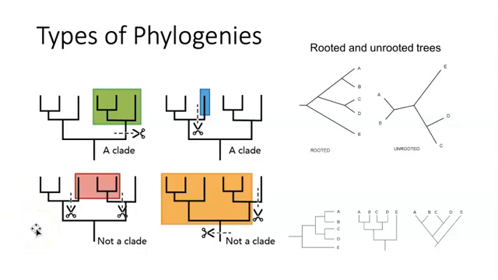And on the left here is just kind of a graphic of a clade and what isn't a clade. And at the bottom right are just some more examples of how you can display a phylogeny. And each of those three are exactly the same, they just look a little different.